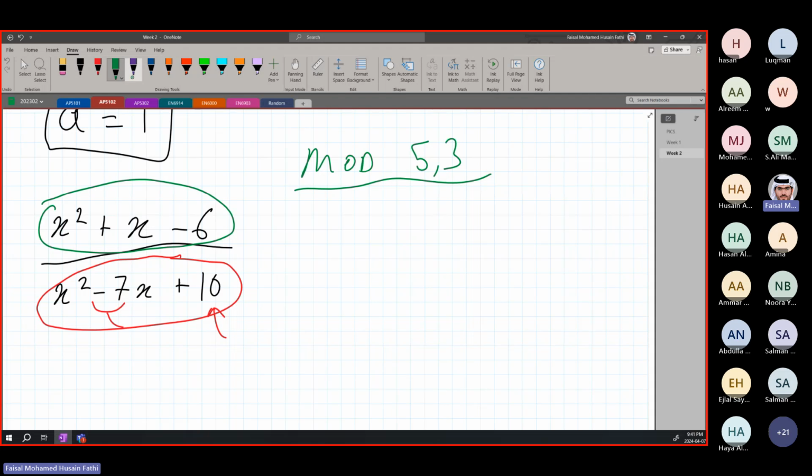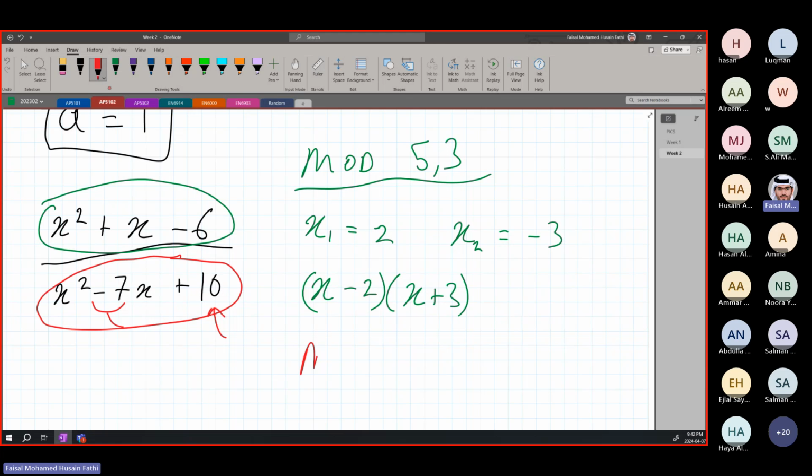So a is 1, b is 1, all right? And c is minus 6. You notice that x1 came out to be equal to 2, and x2 is equal to minus 3. This means this is the solution. In other words, we can write that x minus 2, the opposite sign, times x plus 3 is going to be the factorization of the top. And we can do the exact same thing again for the bottom, mod 5.3.